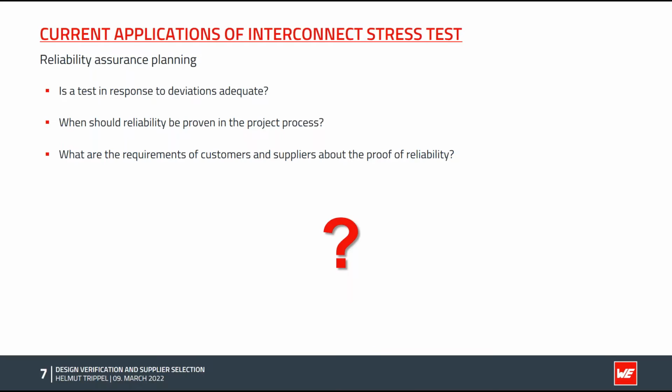And thirdly, what are the requirements of customers and suppliers about the proof of reliability? In both cases and for both sides, it's important to have this knowledge as soon as possible, so that the customer has the certainty for himself that this product is reliable. On the other hand, the supplier is also certain that he doesn't produce a product that might fail dangerously in the application or in the assembly process.